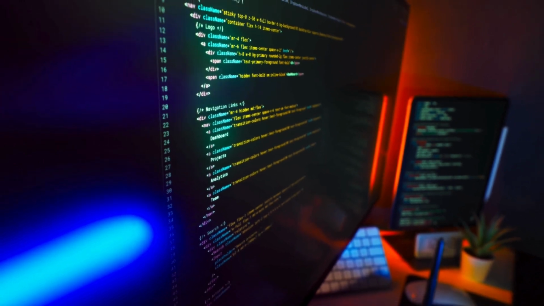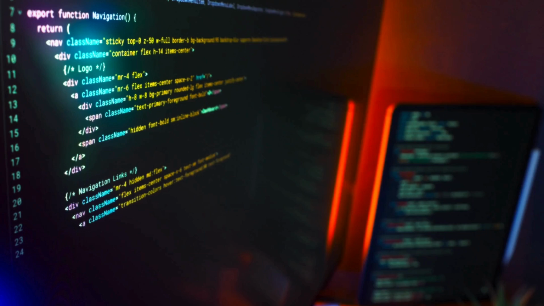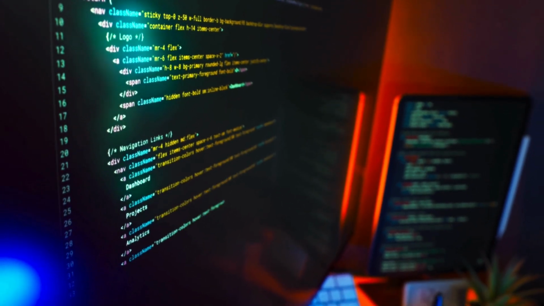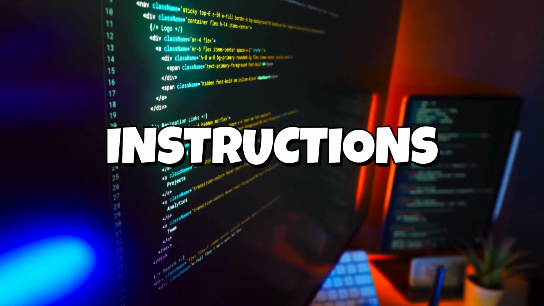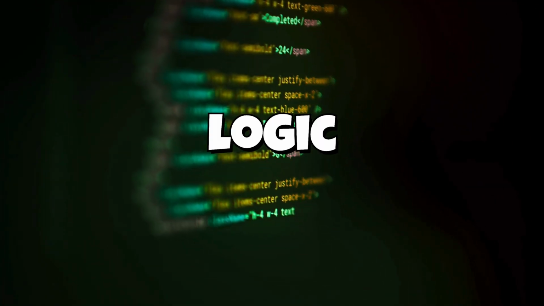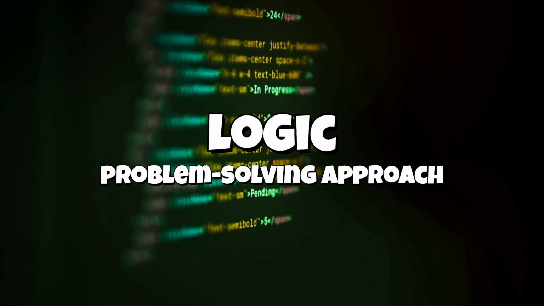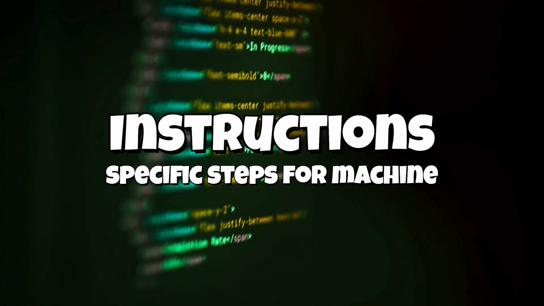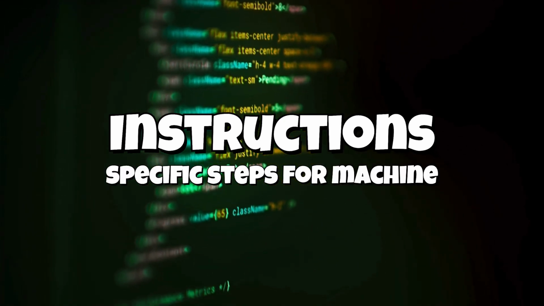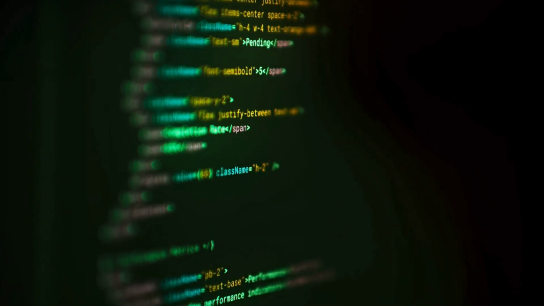What exactly is programming? Simply put, it is the process of writing a set of instructions for the computer to perform a specific task. Your main goal is to translate your logic or your problem-solving approach into instructions, or the specific steps for the machine. We'll use a real-world scenario to highlight this difference, helping you grasp this foundational concept.